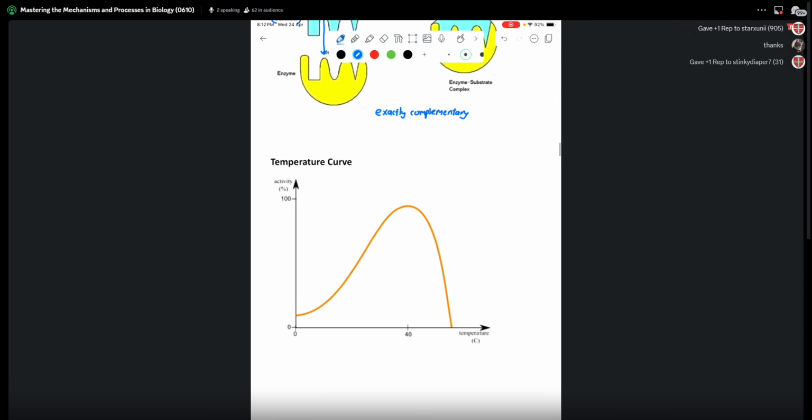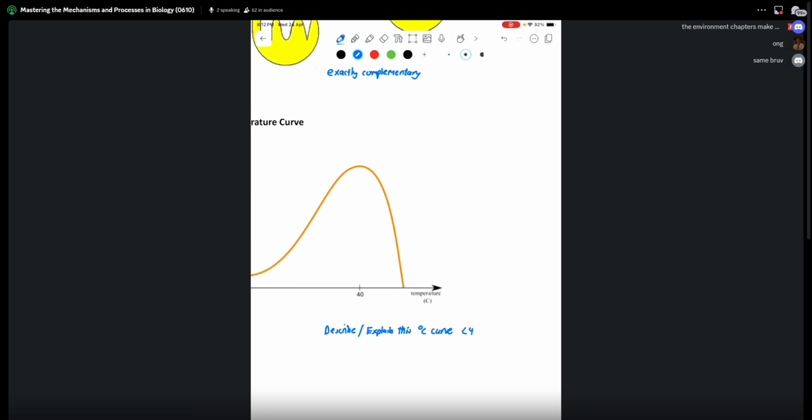All right, now we will enter the temperature curve. This type of question has been asked many times in paper 4, paper 2, especially in paper 4. They will always give you a situation where this enzyme works in this way, and they will ask you to describe and explain the curve. It always gives you maybe 4 to 6 marks. If it's a describe, it may be 3 marks. If it's a describe and explain, it can go up to 6 marks.